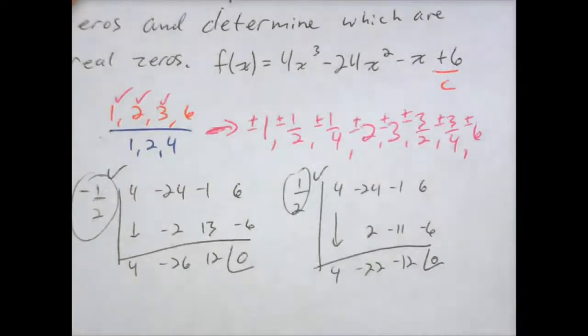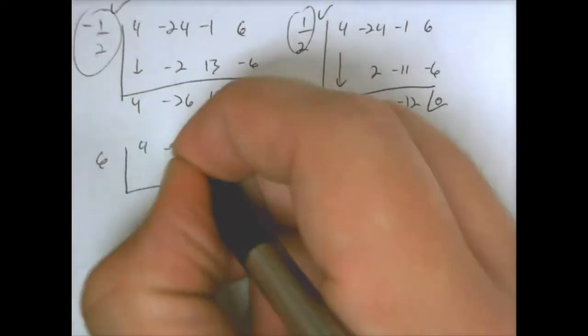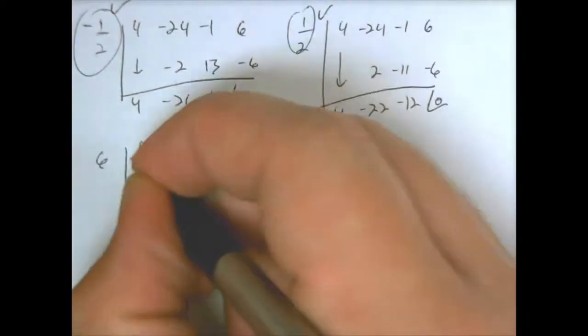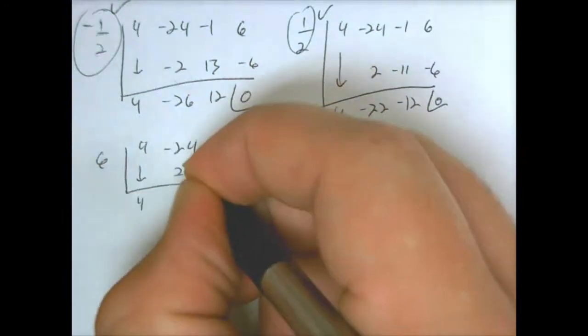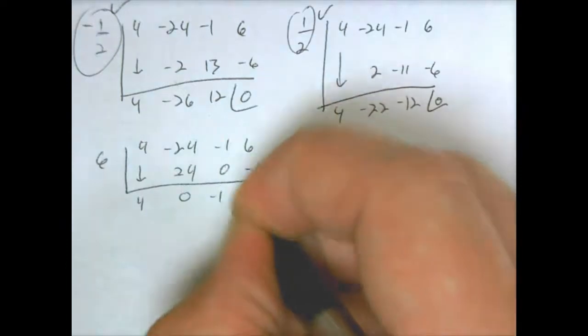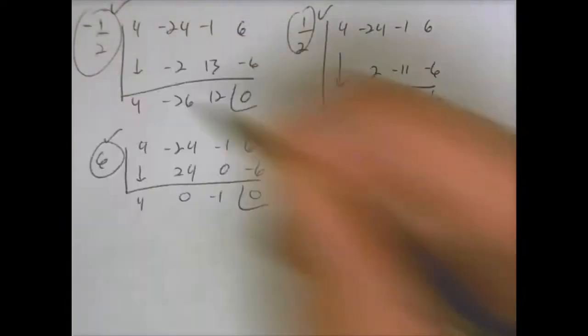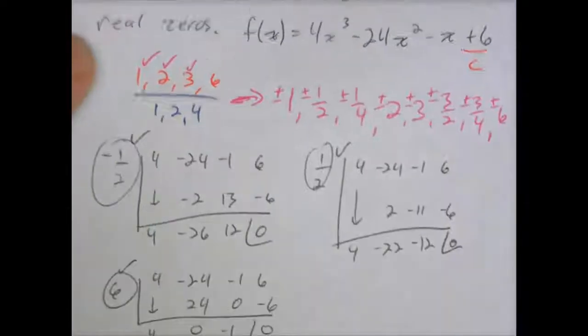And then the last one that we need to test is the 6. So 6, 4, negative 24, negative 1, 6, 4, bring it down, 4 times 6 is 24, 0, 0, negative 1, negative 6, 0, and hey-o, there we have them. We have all three of our zeros, they are checked, they are good to go, and I am happy.